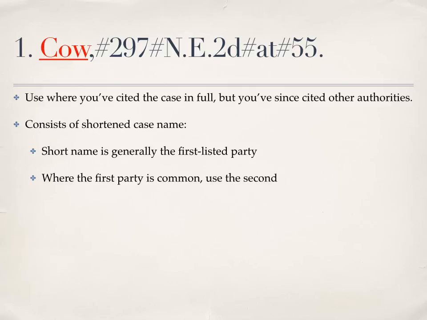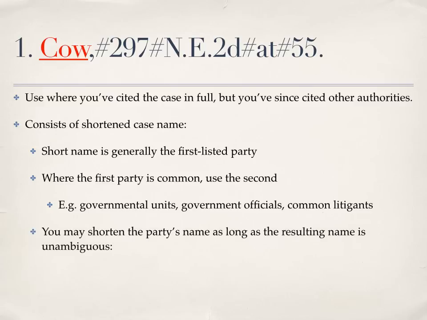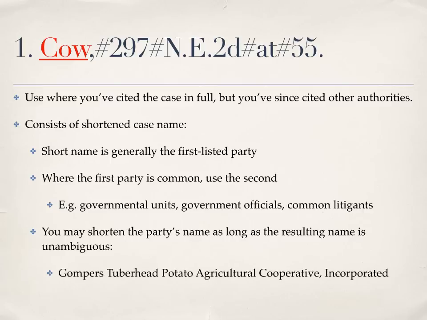Where the party is common, like people, state, ACLU, governmental officials, common litigants, you'll use the second party. You may shorten the party's name as long as the result is not ambiguous. So imagine you had a case that involved the Gompers Tuberhead Potato Agricultural Cooperative Incorporated. You might just choose to use Gompers as the shortened form of the name.